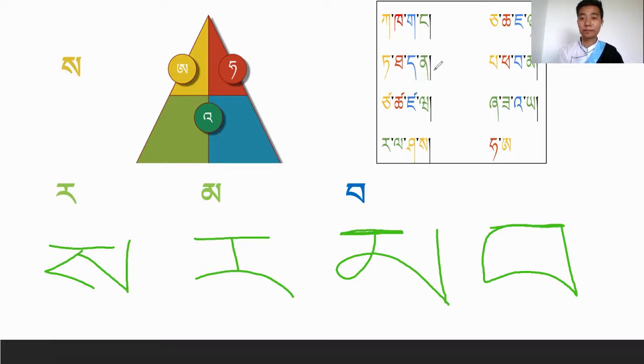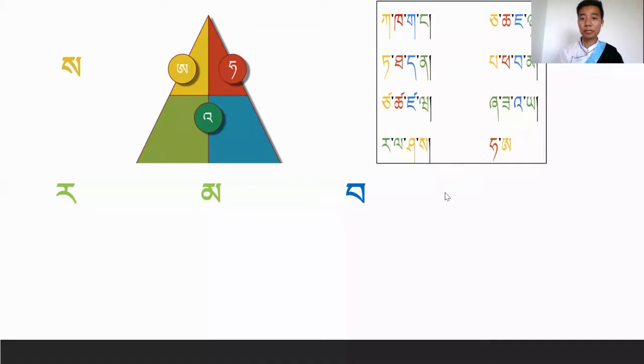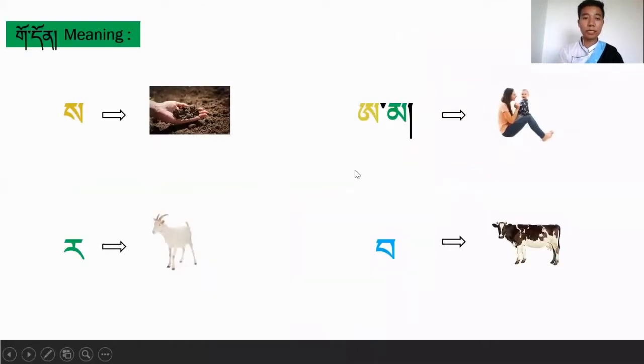Here, these are the meanings. This is sa. It's soil. Here you already know the a. After it comes ma, and then it's ama. This one is tsek.